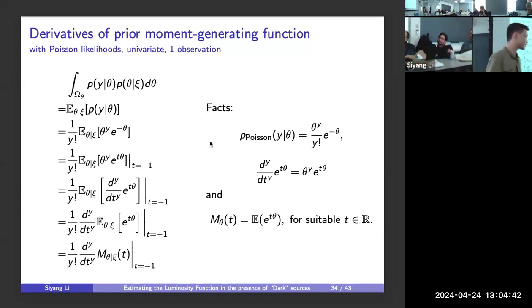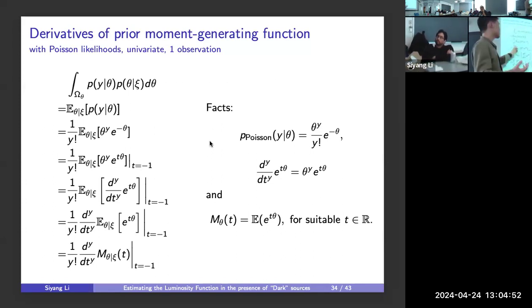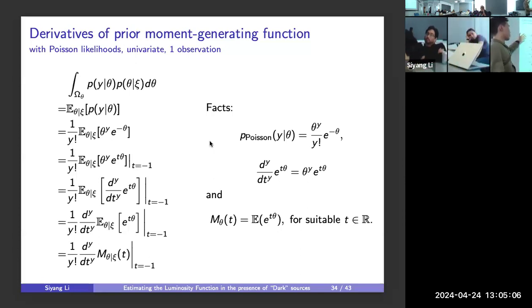So suppose the moment generating function for the prior distribution exists at t equals -1, and if we only have one parameter in the model and only one observation for this model, then this will give us a way to find the model marginalization integral analytically. This is very neat.